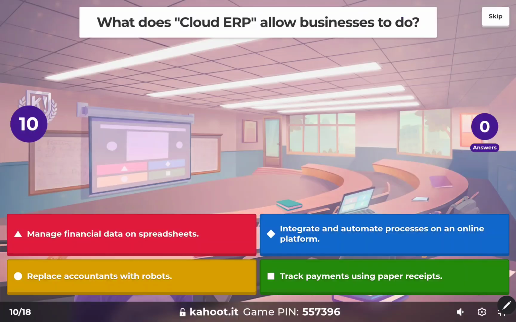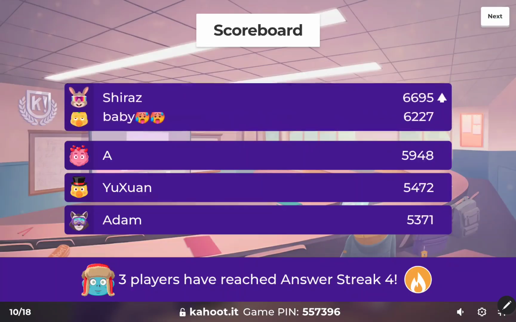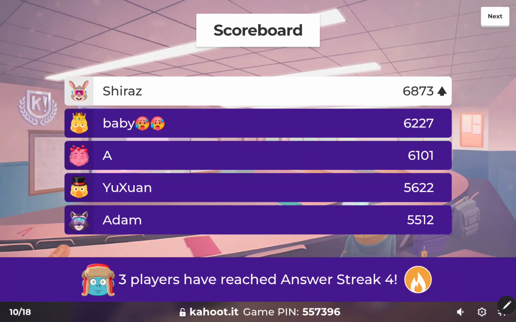What does cloud ERP allow businesses to do? Oh, manage financial data on spreadsheet. Of course, this is a must remember thing, alright? Cloud ERP versus normal ERP, the difference is being online, okay? See who's... Oh! It's going up! Okay, don't worry. Next question, alright?